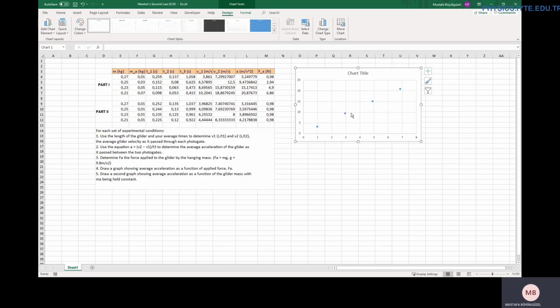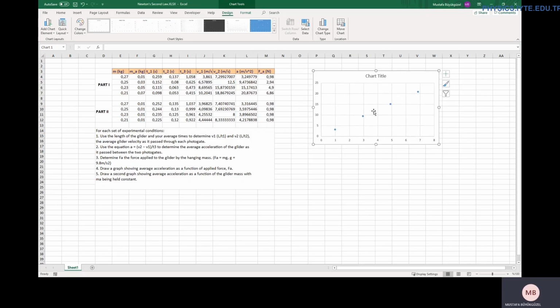And from here, if you can see, I have a linear increase here, which was actually what I expected, right? I expected the acceleration to increase as I increase the amount of force I apply to my glider, which kind of shows me that the original assumption was correct.